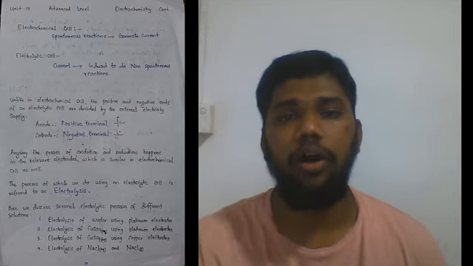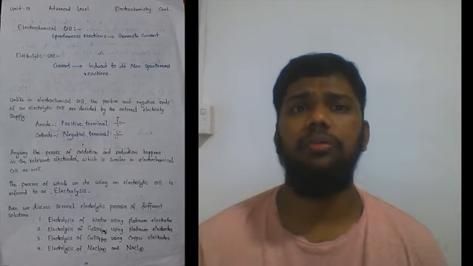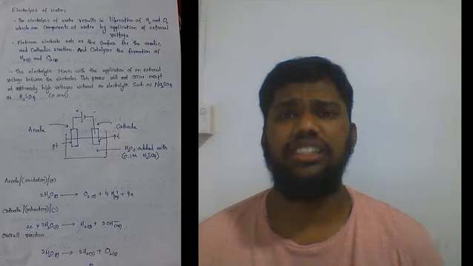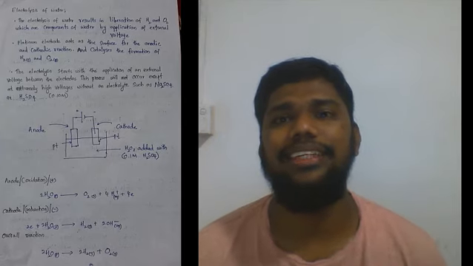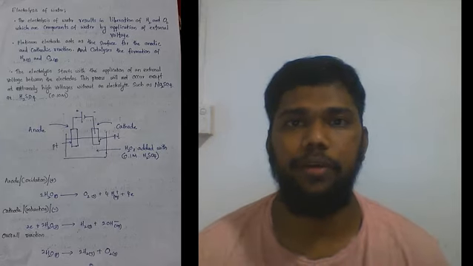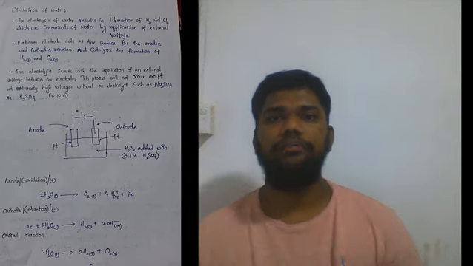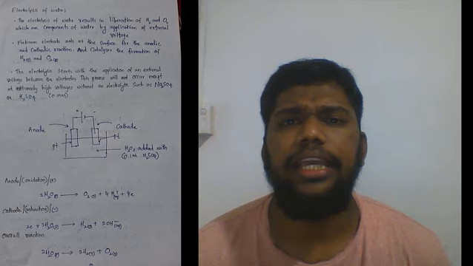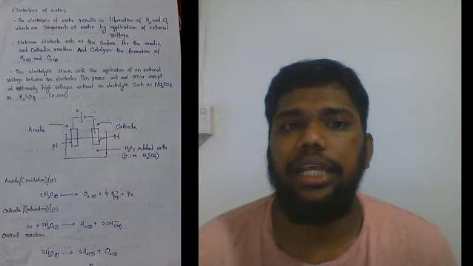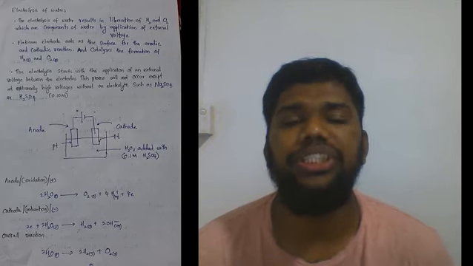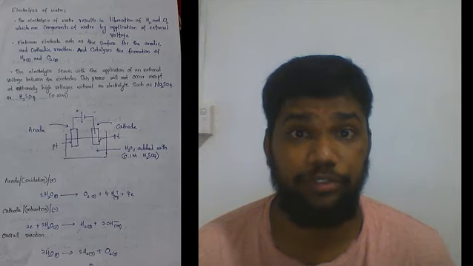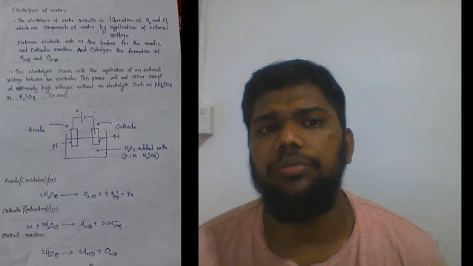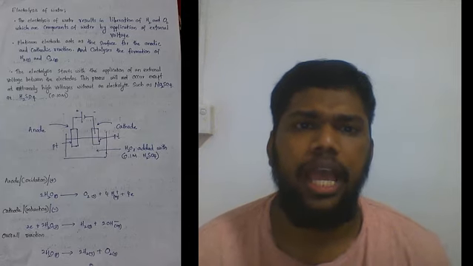So we will see how we perform. First, we will talk about electrolysis of water. So electrolysis of water results in liberation of H2 and O2, which are the components of water. So we supply external voltage, and here we use inert electrode, that is platinum, which will be acting as the surface for the anodic and cathodic reaction, and catalyze the formation of H2 and O2.